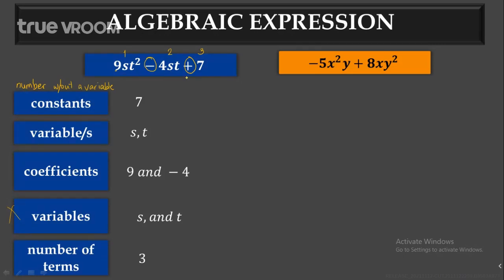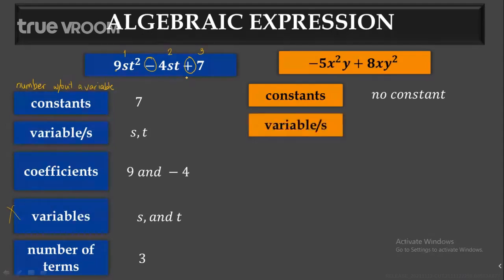Yes. Constant. And our next example: negative 5x squared y plus 8xy squared. Do we have a constant or we don't have? Don't have. So no constant.